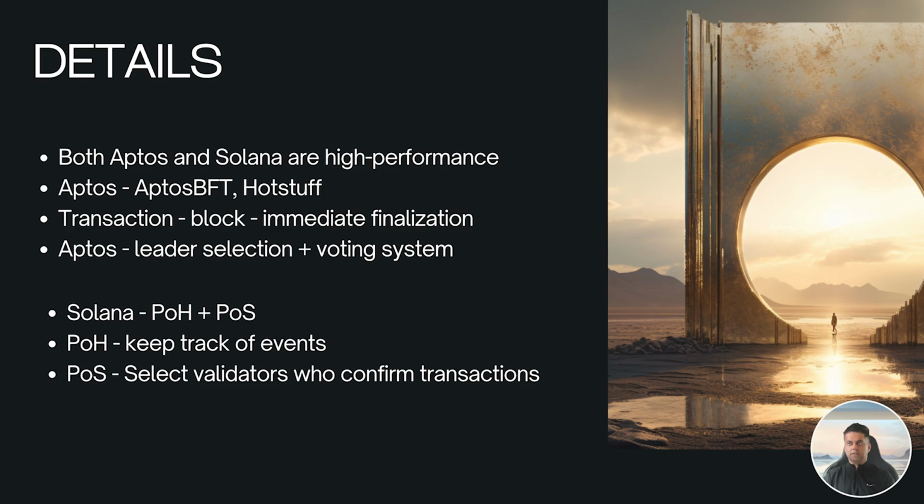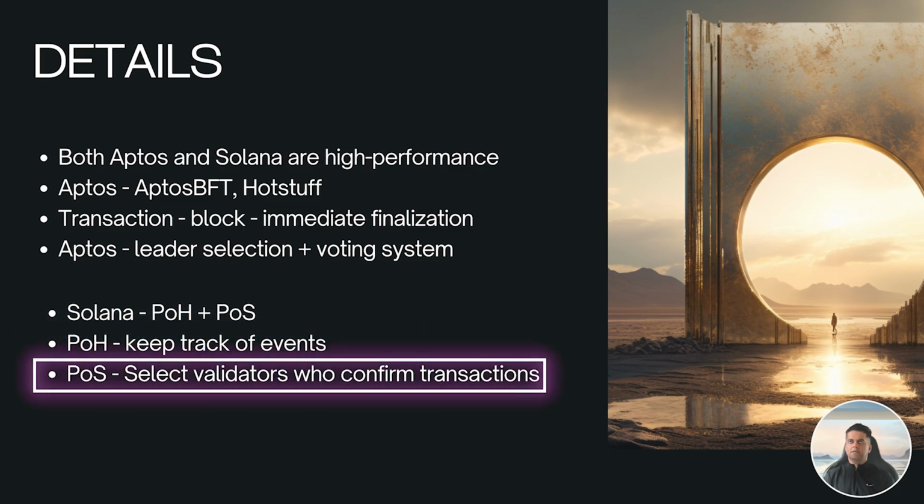Solana, on the other hand, integrates proof of history and proof of stake. Proof of history acts like a verifiable blockchain timeline, enabling the network to keep track of events without requiring all nodes to sync continuously. Proof of stake is used to select validators who confirm transactions and earn rewards. Together, proof of history and proof of stake allow Solana to order transactions efficiently.